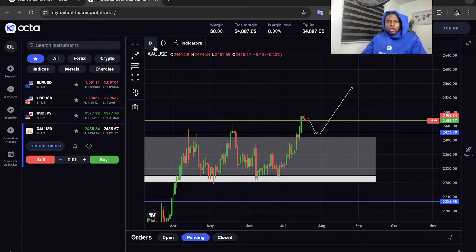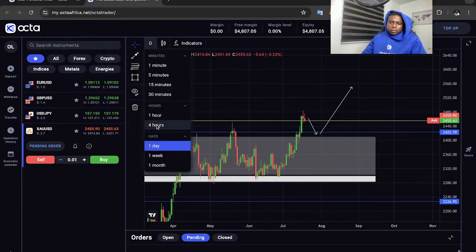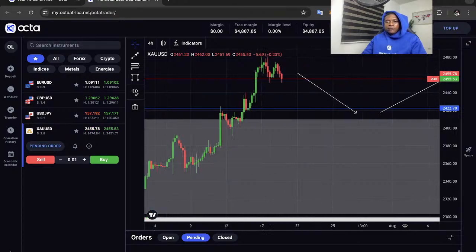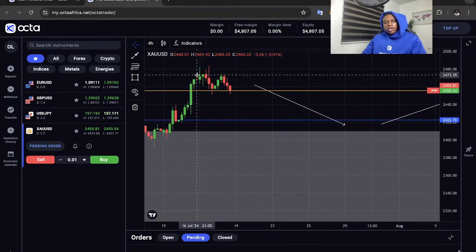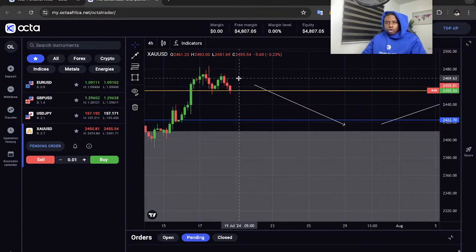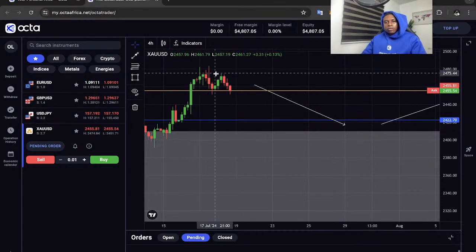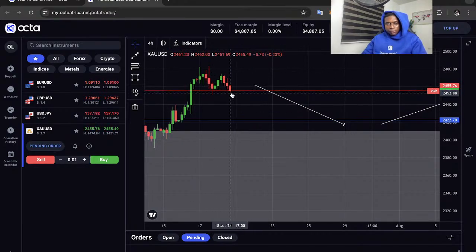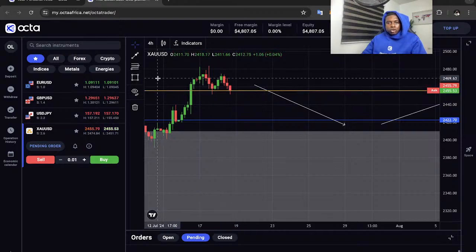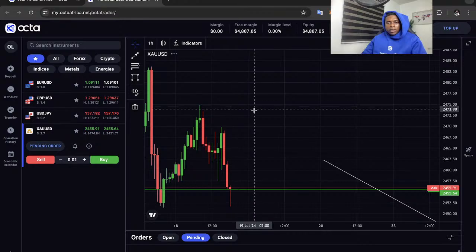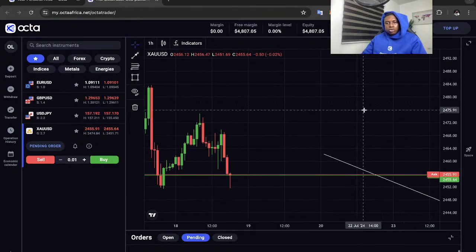So what do we want to do with the gold now? Let's go down to the monthly time frame. I'm sorry, the 4 hours time frame. Now equally you can see on the 4 hours time frame, we are having a double top, indicating a market reversal from this level. So what we want to do right now, this is on a 1 hour time frame.